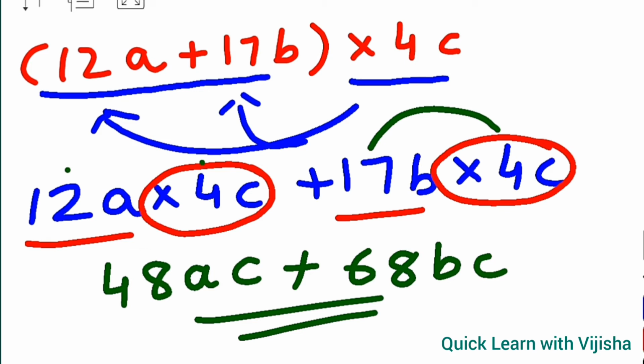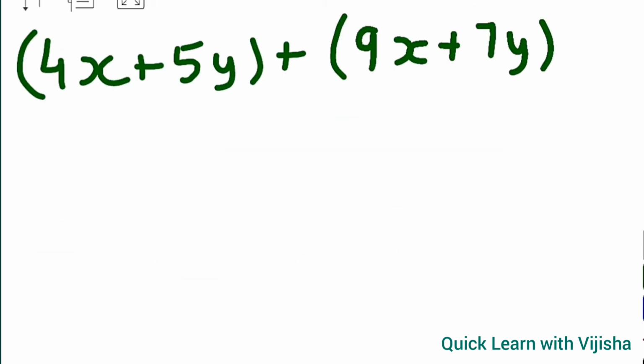Question number 4. 4x plus 5y, 9x plus 7y. Now both the numbers have been written inside the bracket. In the third sum it was only one polynomial inside the bracket. Now in this two polynomials are inside the bracket. So what we will be doing? I'll tell you one simple trick.